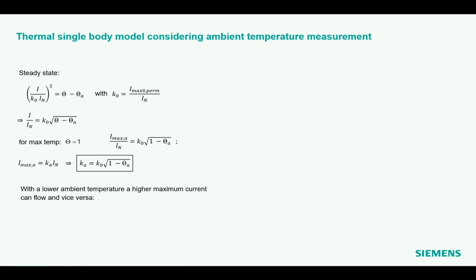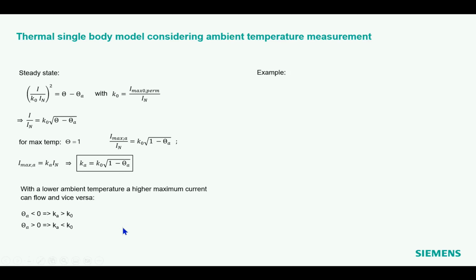Okay, what does this tell us? With a lower ambient temperature, I get the possibility to put in a higher maximum current into the motor and also the other way around. So if my theta A is smaller than 0, this is the relative value, so the ambient temperature is smaller than the reference temperature. My Ka factor is bigger than the reference K, and in the other case, it is smaller.